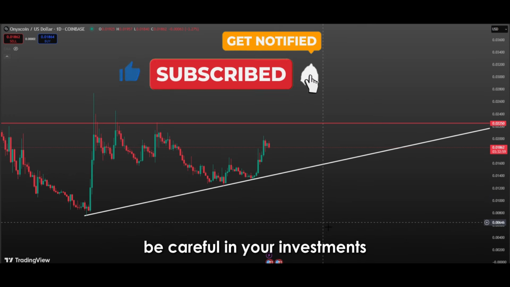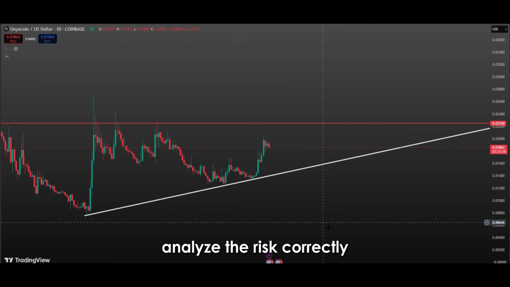Be careful in your investments, analyze the risks correctly, and always take strategic steps.